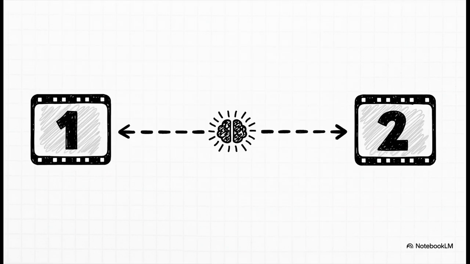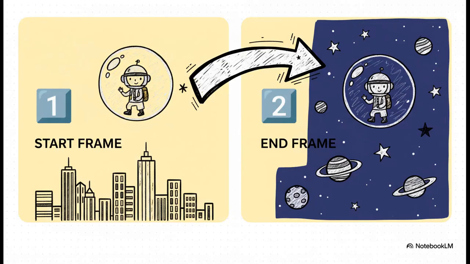Now, if you want the absolute ultimate level of creative control, especially if you're trying to create a very specific transition between two scenes, the source points to this really cool advanced technique using a start frame and an end frame. Here's how it works, and it's brilliant. First, you generate your starting image, like this character in a bubble, floating over a city. Then you generate your endpoint, where you want the scene to finish. In this case, it's the same character, but now they're in outer space.